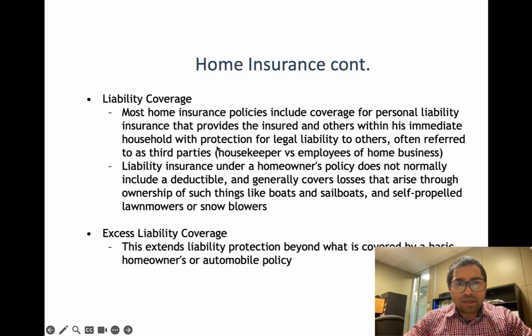So liability coverage applies to people who are coming to your place and they get damaged, but it does not cover employees if you're running a business from your home. Employees have to be covered under business liability. They cannot be covered under personal liability because they are not recruited by you, they are recruited by the business.